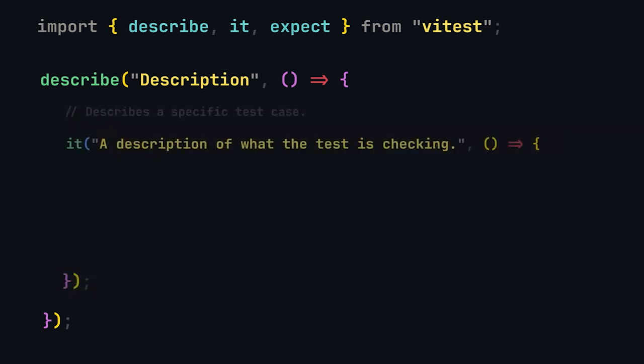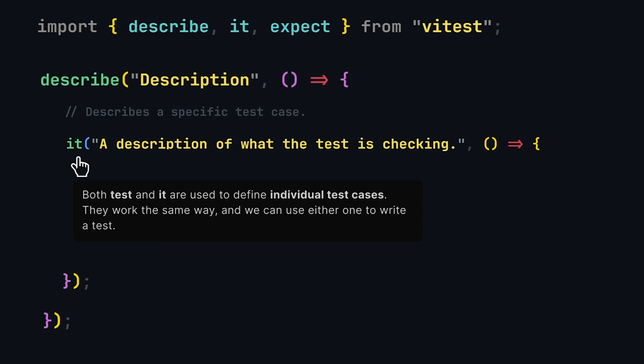So now let's talk about the it or test. You can either use it or you can use test. It describes a specific test case. Both test and it are used to define individual test cases, and they work the same way, so either one can be used to write a test case. Whenever you are defining your test, we can either use it or we can use test, something which I'm going to show you in a few seconds.